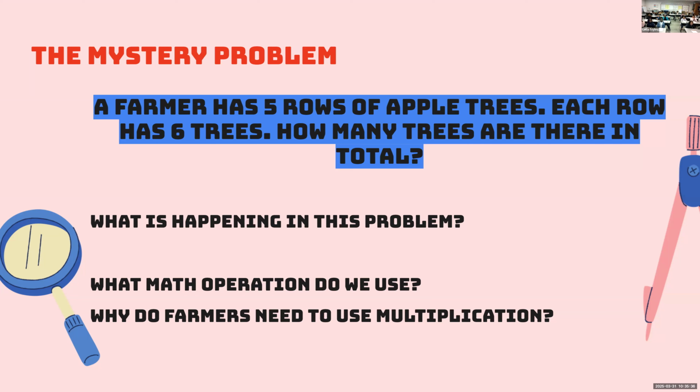So our multiplication problem is 5 times 6, right? What's our answer? 5 times 6. The question is how many trees are there in total, Nevaeh? 30. 30 trees. We all get that?